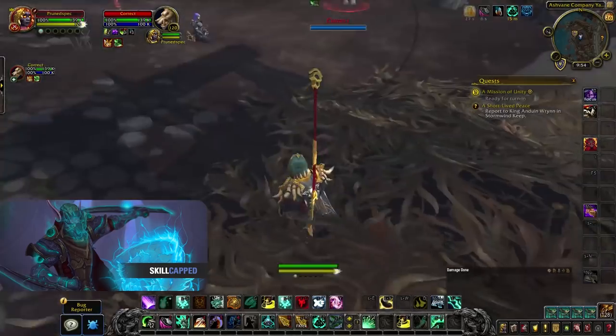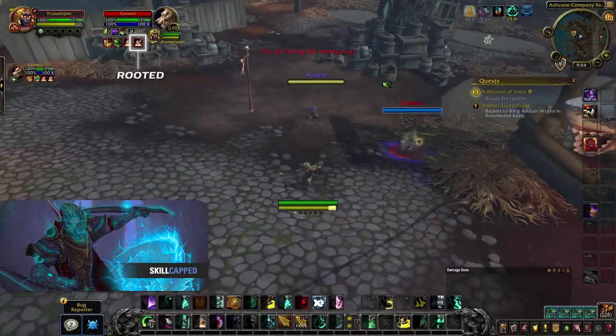Using Disable on an already snared target will also root the enemy in place and has no cooldown. This is insanely powerful for peeling melee, which could also have its niche uses. For instance, rooting a warrior mid-charge, rendering his charge useless.